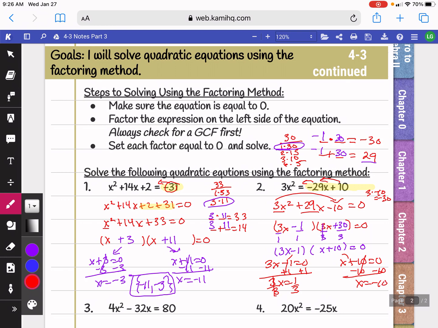So for my solutions here, I get 1/3 and negative 10. And I'm just going to write it as a solution set. So my lower one's negative 10. My higher one's 1/3.